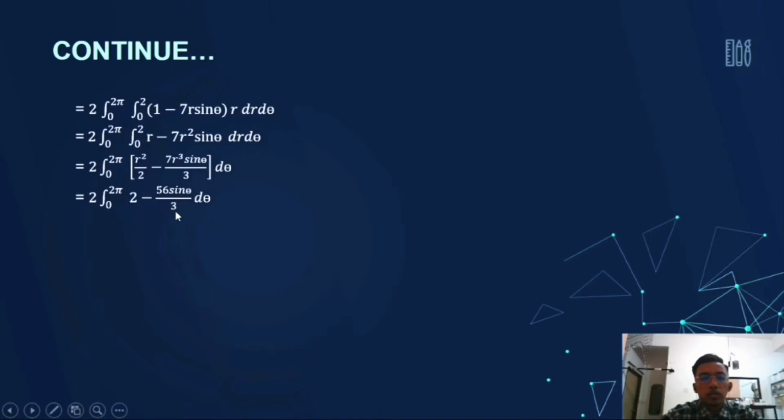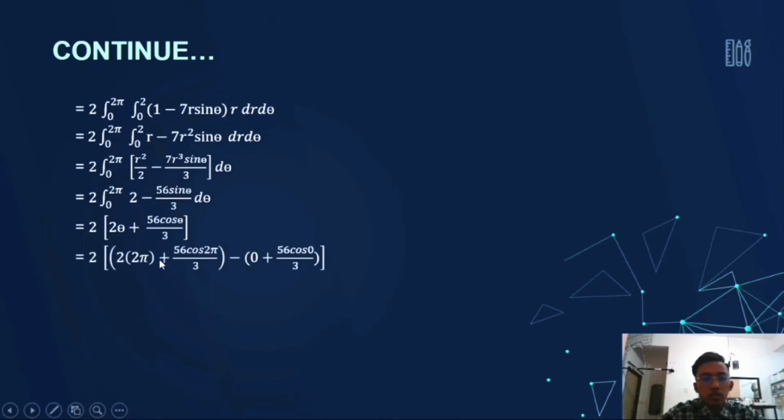After that, we integrate for theta. We get 2 theta plus 56 cos theta over 3. This is because after we integrate the sine, we get a minus cos, and minus times minus gives a positive. After we integrate theta, we put in the limits 0 until 2 pi.